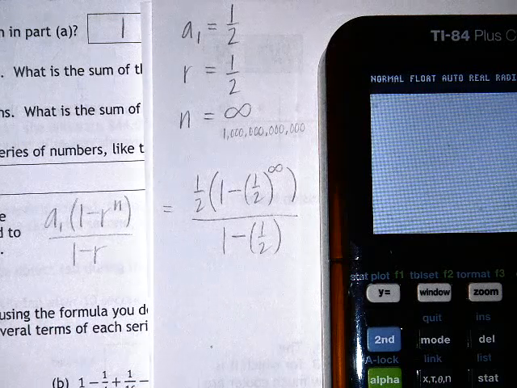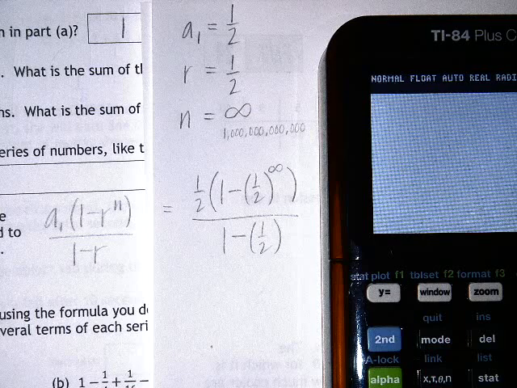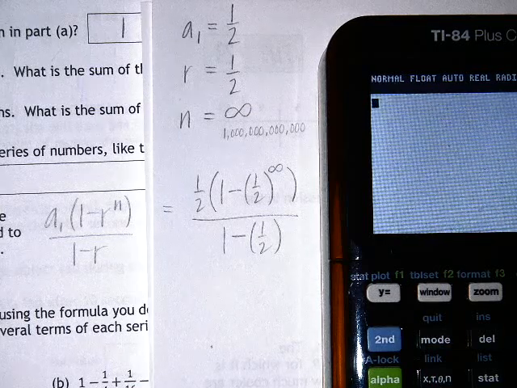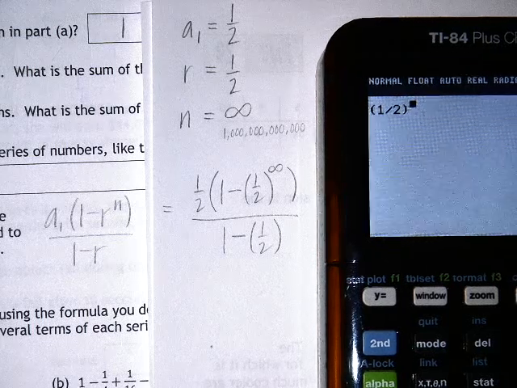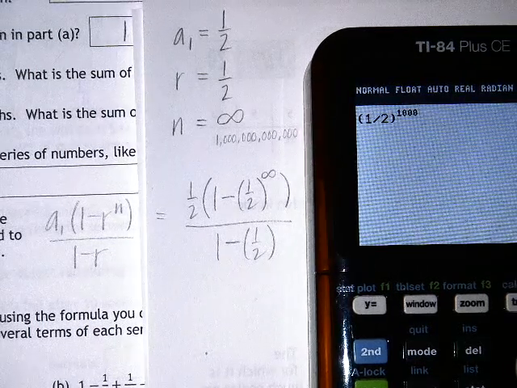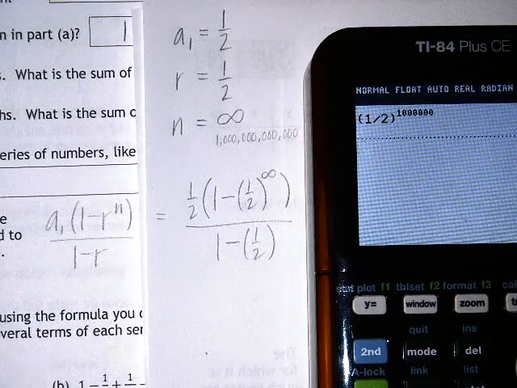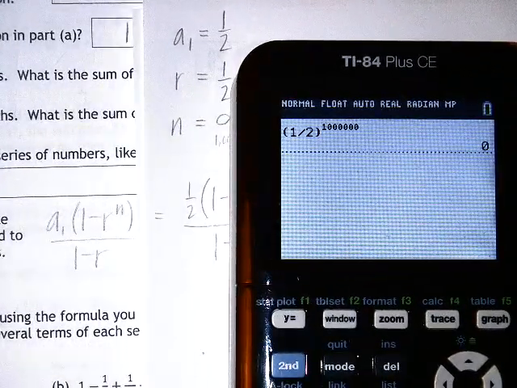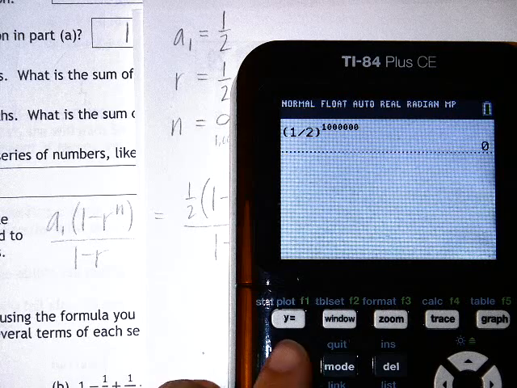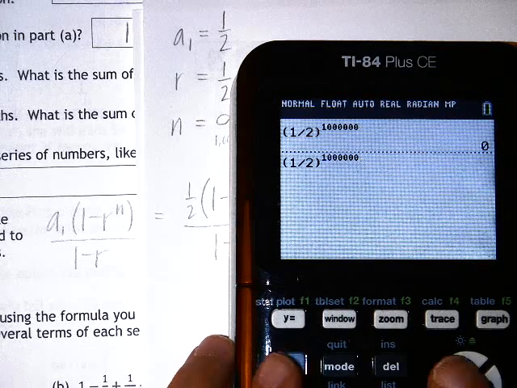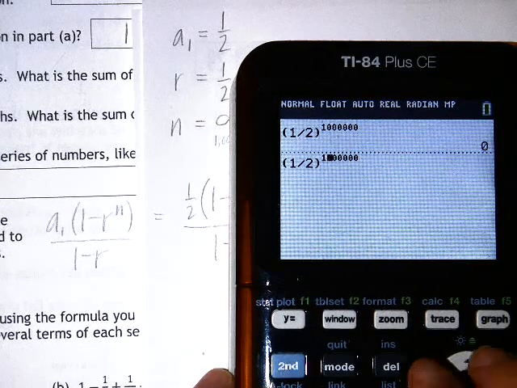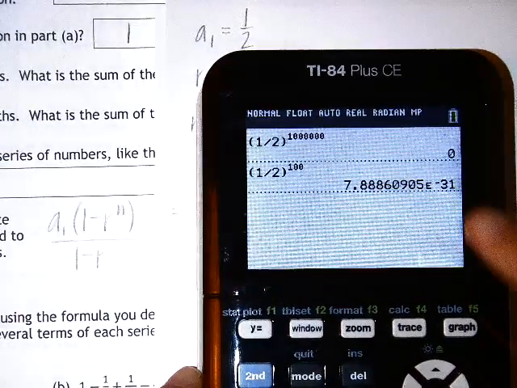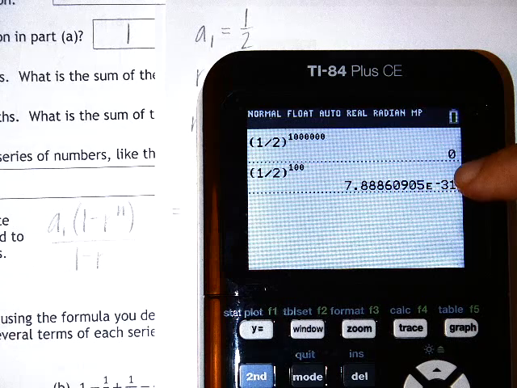So let's imagine for a second that I was trying to plug in 1/2 to the power of something really big. If I tried to do, say, 1/2 to the power of 1,000,000, so that's 6 zeros, the calculator is like, oh, that's 0. Well, it's not really. The calculator is actually estimating for us. The calculator is doing a little bit of trickery, because what's happening is that the calculator is hitting scientific notation.